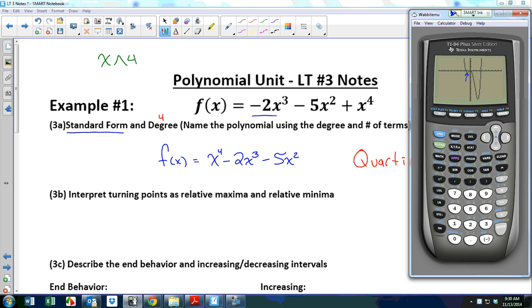Okay. It turns around again right there at about what appears to be 0, 0. That'd be a maximum. And then it turns around again here at the bottom for the last time. So it's a degree 4 and it has 3 turning points. To find them, it's a lot like finding a 0: the left bound, right bound, and the calculator will find them. You just have to find them one at a time.